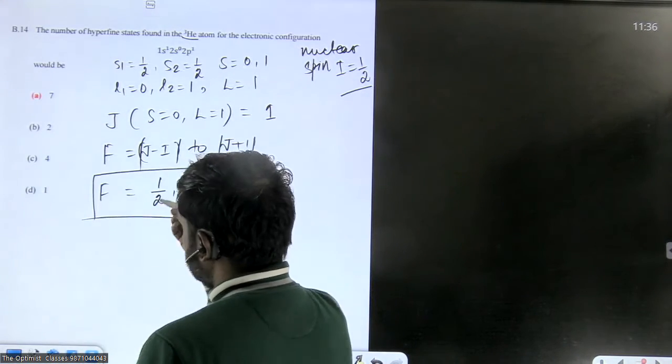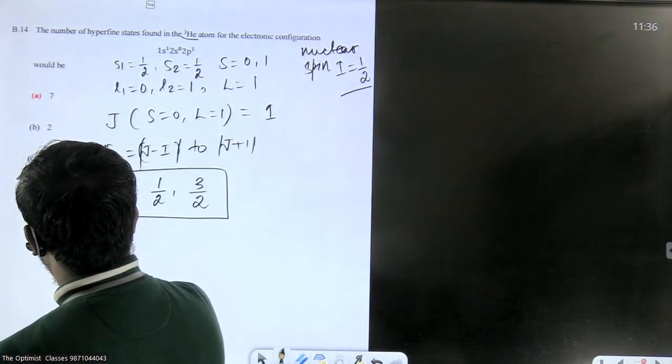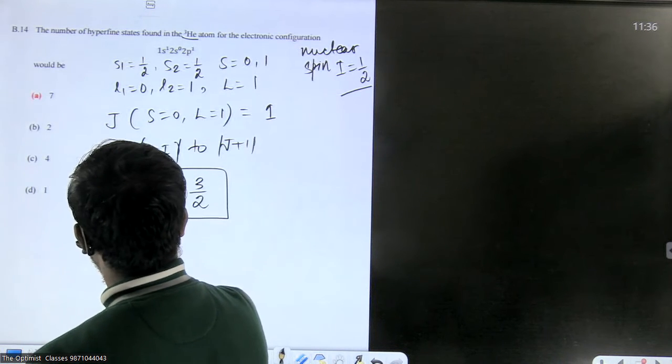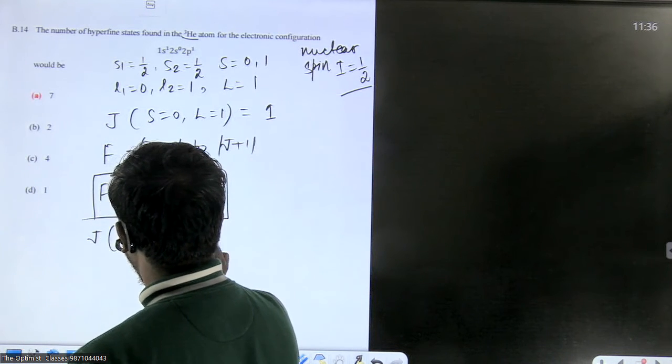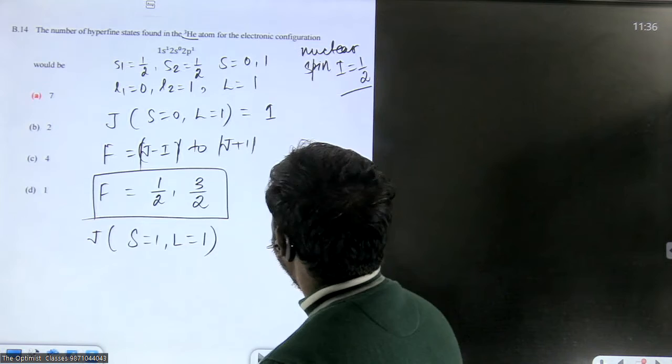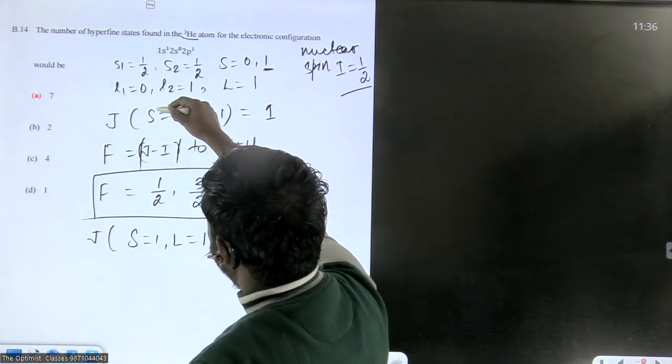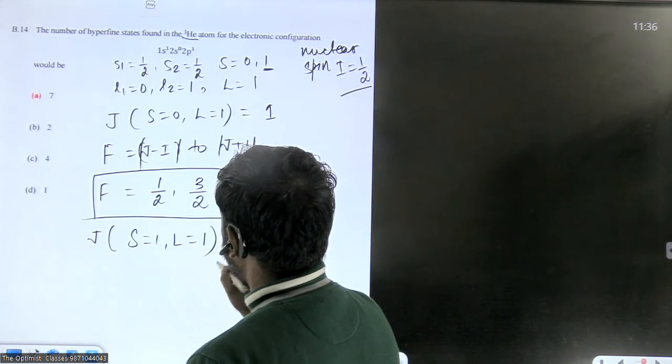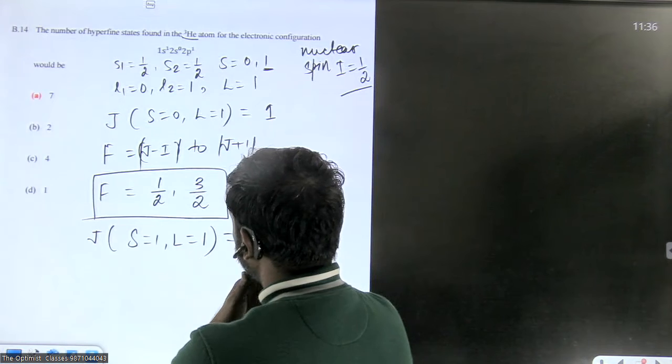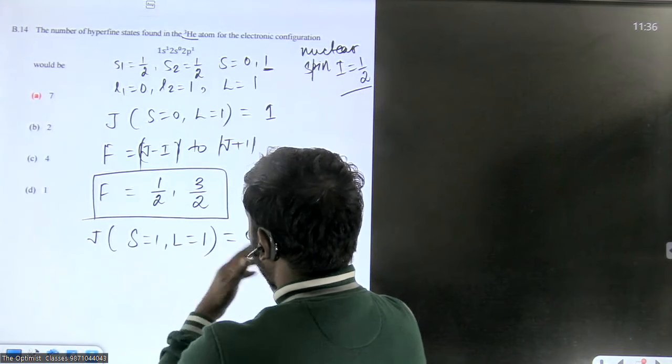So 2 hyperfine states. Now let us calculate J using S equal to 1 and L equal to 1. We have used S equal to 0 already. Here, J goes from L minus S to L plus S, so you will get L minus S equal to 0 and L plus S equal to 2.